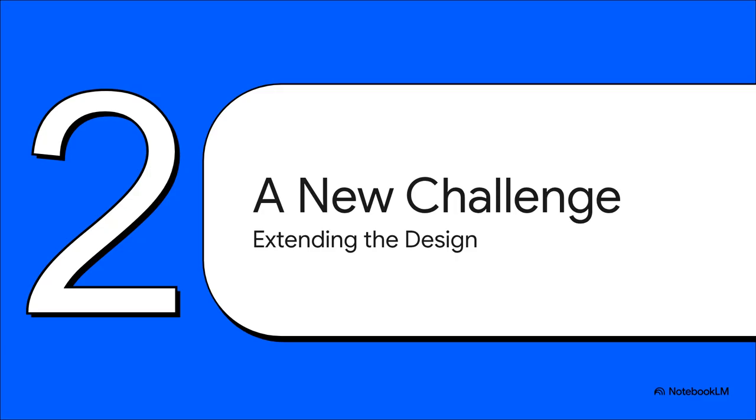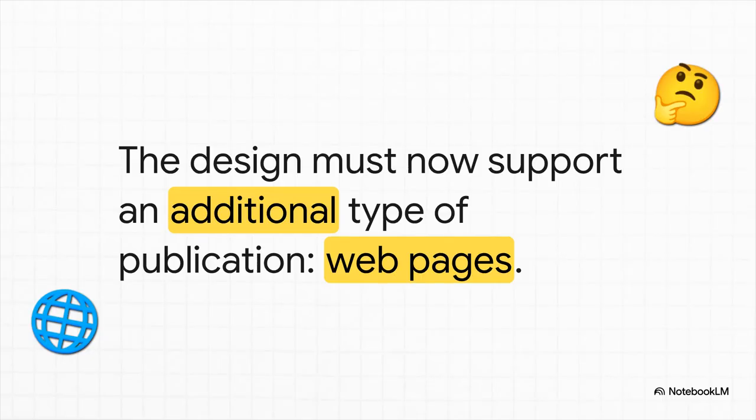This design works perfectly for a while. But as anyone who works in software knows, change is the one thing you can always count on. And sooner or later, a new challenge is going to pop up and really test the limits of this design. And here it is. A new request comes in: we also need to be able to cite web pages. Now, this seems like a pretty simple, innocent request, right?